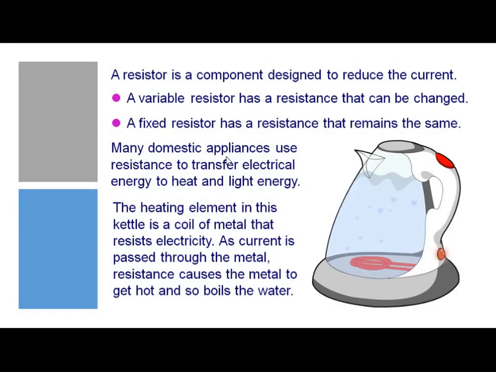So many domestic appliances use resistance to transfer electrical energy to heat and light. If we think about a kettle, at the bottom of the kettle it has a heating element, which is a coil of metal. And this coil of metal adds resistance. It resists electricity. So as we switch on our kettle and we pass current through the metal, resistance increases and causes the metal to get hot. And what that does is it heats up the water and causes it to boil. So we actually make use of this resistance.